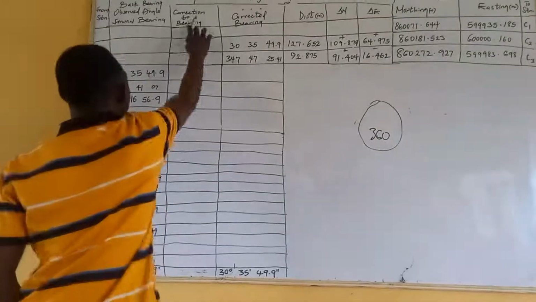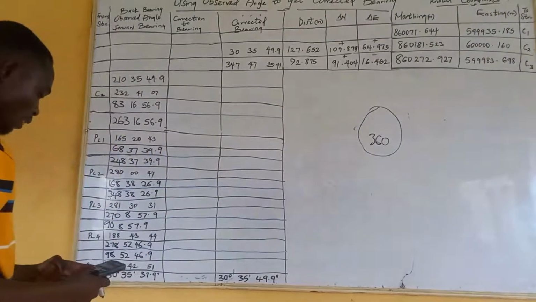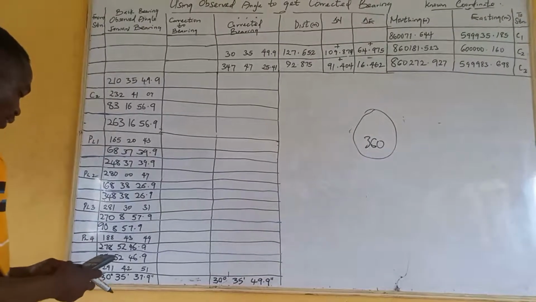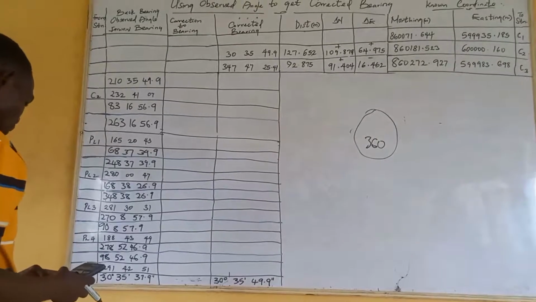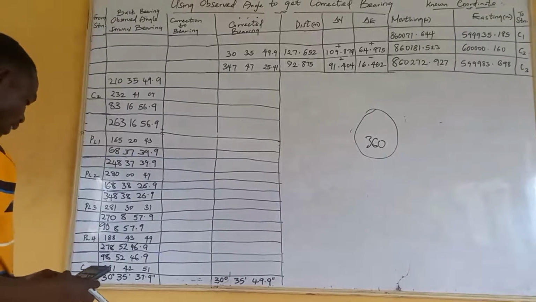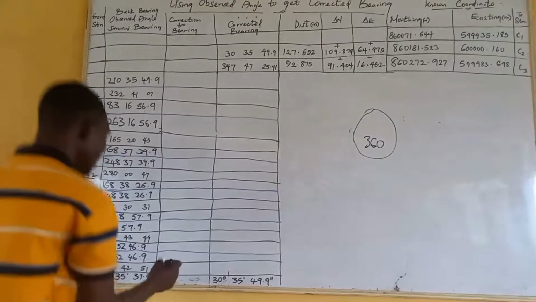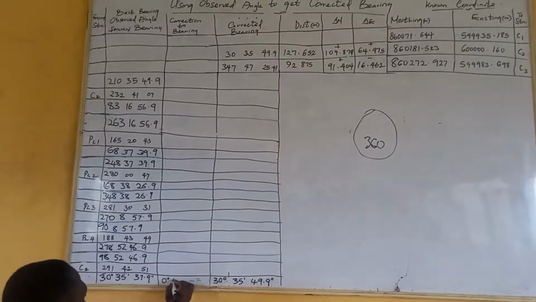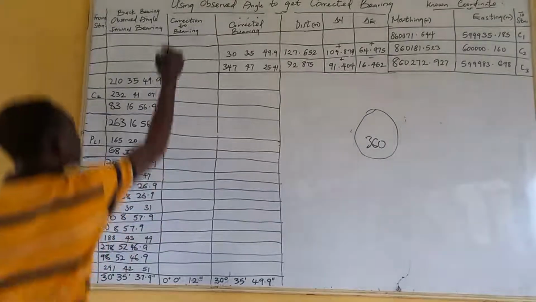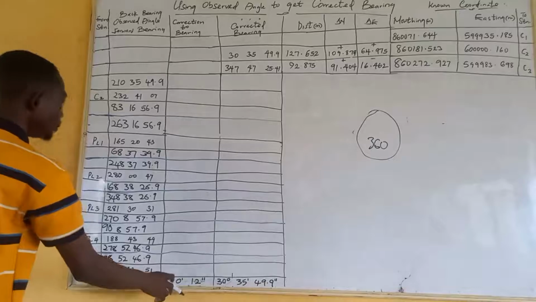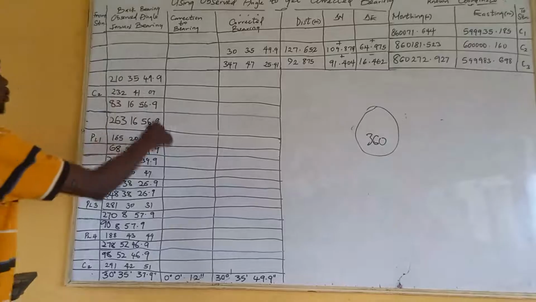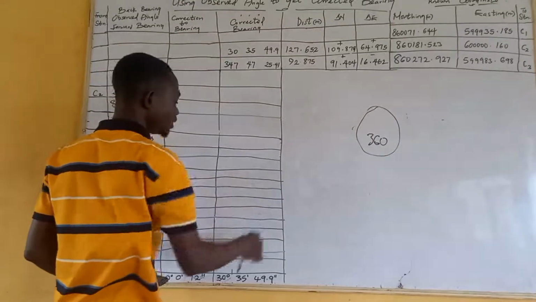So what you simply do is say this, subtracted from this, is going to give you your correction to bearing. That is 30 degrees, 35 minutes, 49.9 seconds minus 30 degrees, 35 minutes, 37.9 seconds. So we are able to get 0 degrees, 0 minutes, 12 seconds for our correction to bearing. So what we simply do is distribute this correction to all our forward bearings in order for us to be able to obtain the corrected bearing.